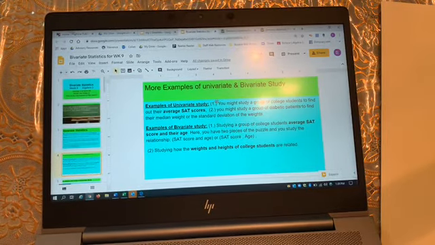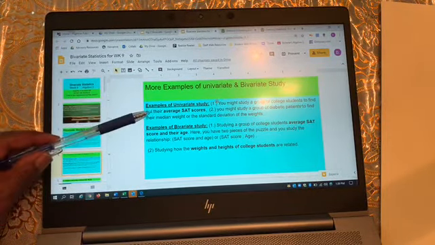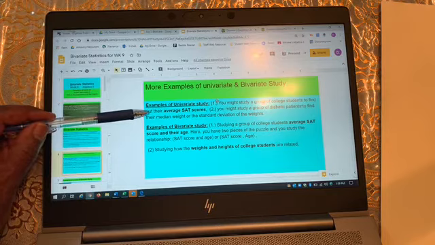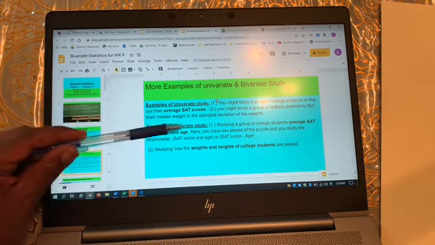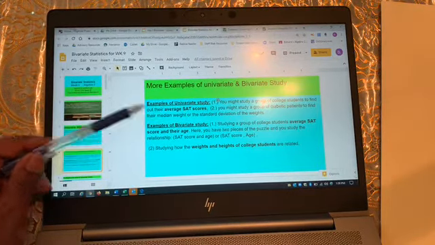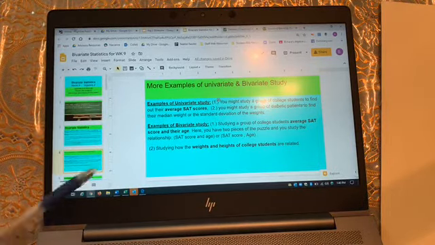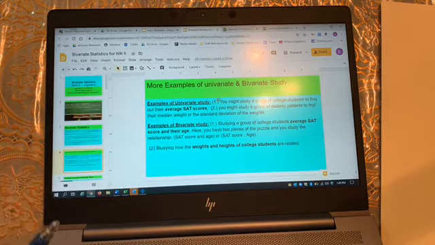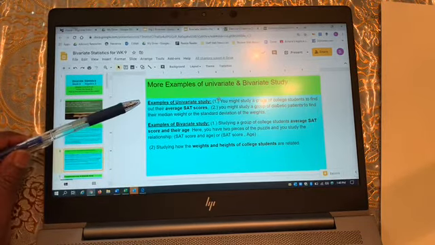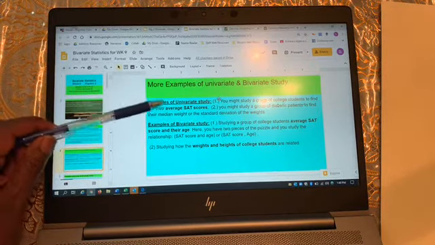Examples of univariate and bivariate: in a univariate study, you might study a group of college students to find their average SAT score, or you might study a group of diabetic patients to find their median weight or the standard deviation of the weights. This is just a univariate study.